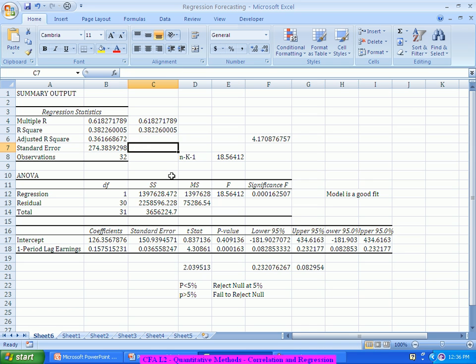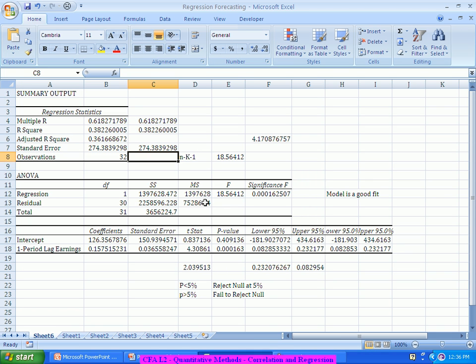Another thing is the standard error of the entire model. Right now, the standard error of each individual variable is this: B1, B0, each coefficient. This is the standard error. Whereas if I am looking at the whole model, I am looking at this number as the standard error. How did I arrive at this number? This is nothing but the square root of the mean sum of squares of the residuals.